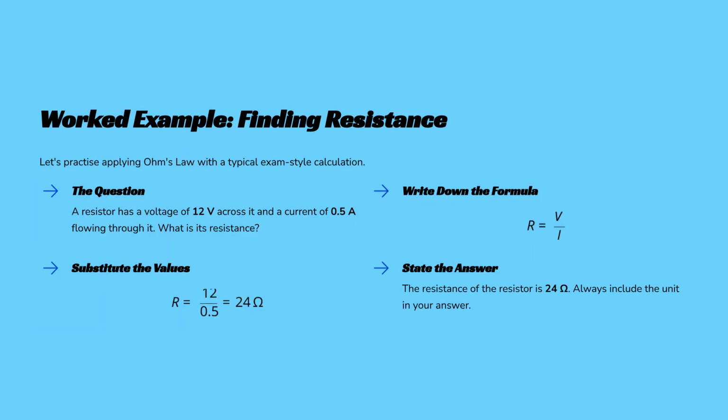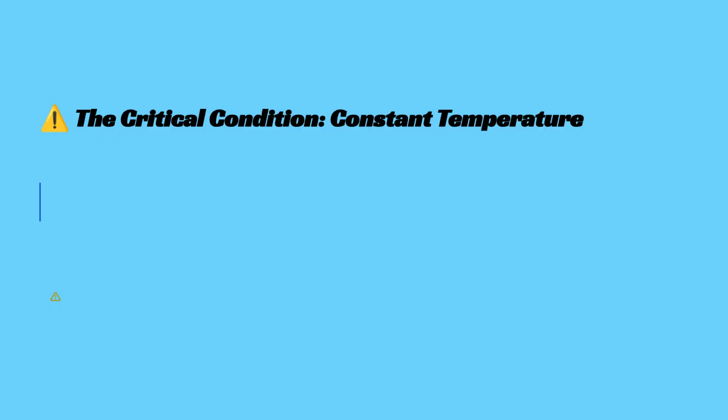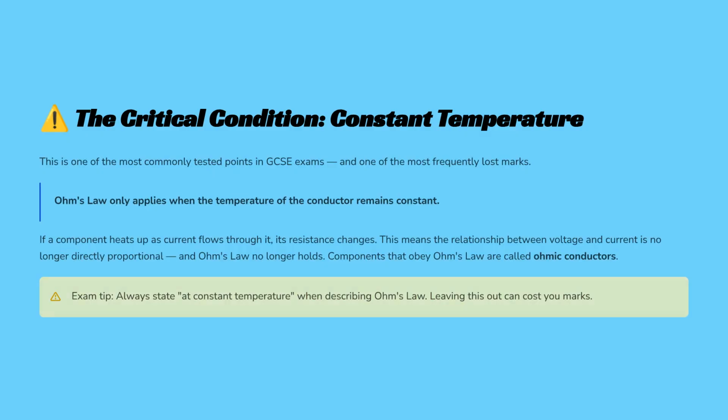Let's practice. If a resistor has 12 volts and 0.5 amperes, you find resistance by dividing 12 by 0.5, giving us 24 ohms. In this example, we calculate current. Dividing 3 volts by 6 ohms gives us a current of 0.5 amperes. A critical detail for your exams: Ohm's law only holds true if the temperature remains constant. If a component heats up, the law no longer applies.